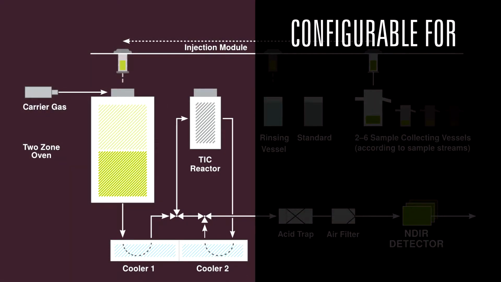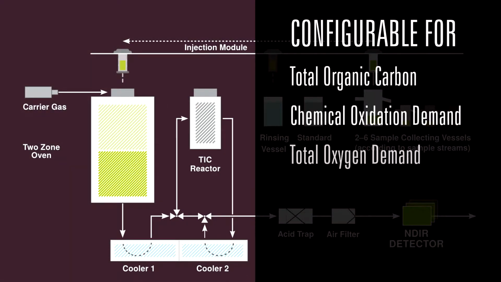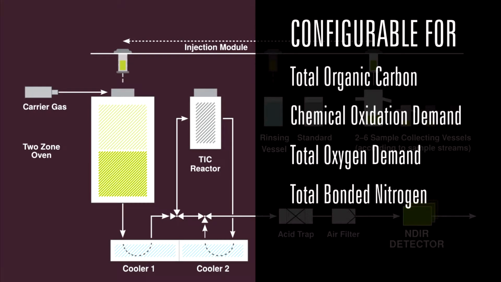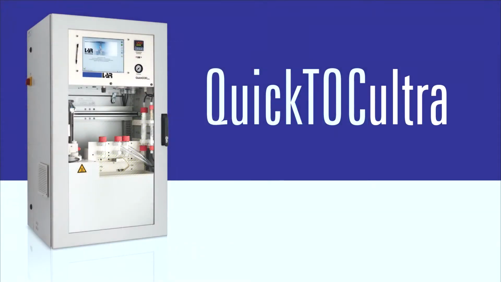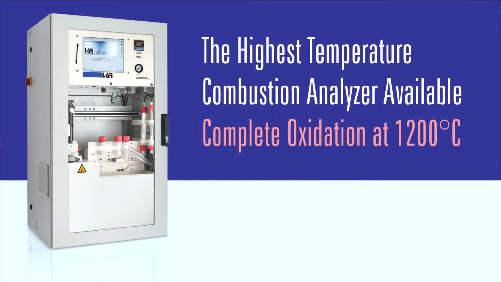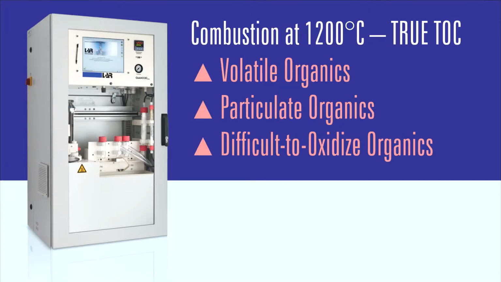Variations of this method enable the measurement of TOC, COD, TOD, and nitrogen. Total carbon can be measured in only 1 minute, while TOC by difference can be measured in 3 minutes. Decades of refinement have resulted in the QuickTOCultra, an advanced TOC analyzer that measures TOC at 1200 degrees centigrade, higher than any other analyzer, resulting in a true TOC measurement that incorporates the volatile, particulate, and difficult to oxidize organics that can be lost with other measurement methods.